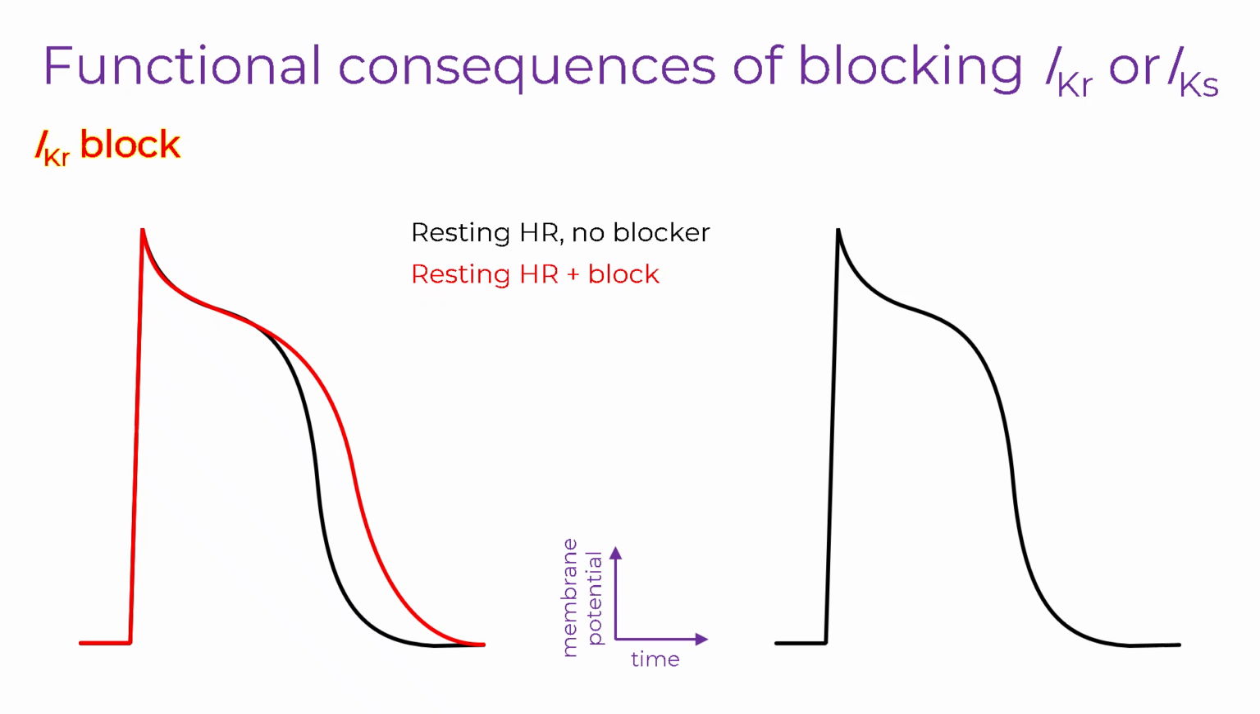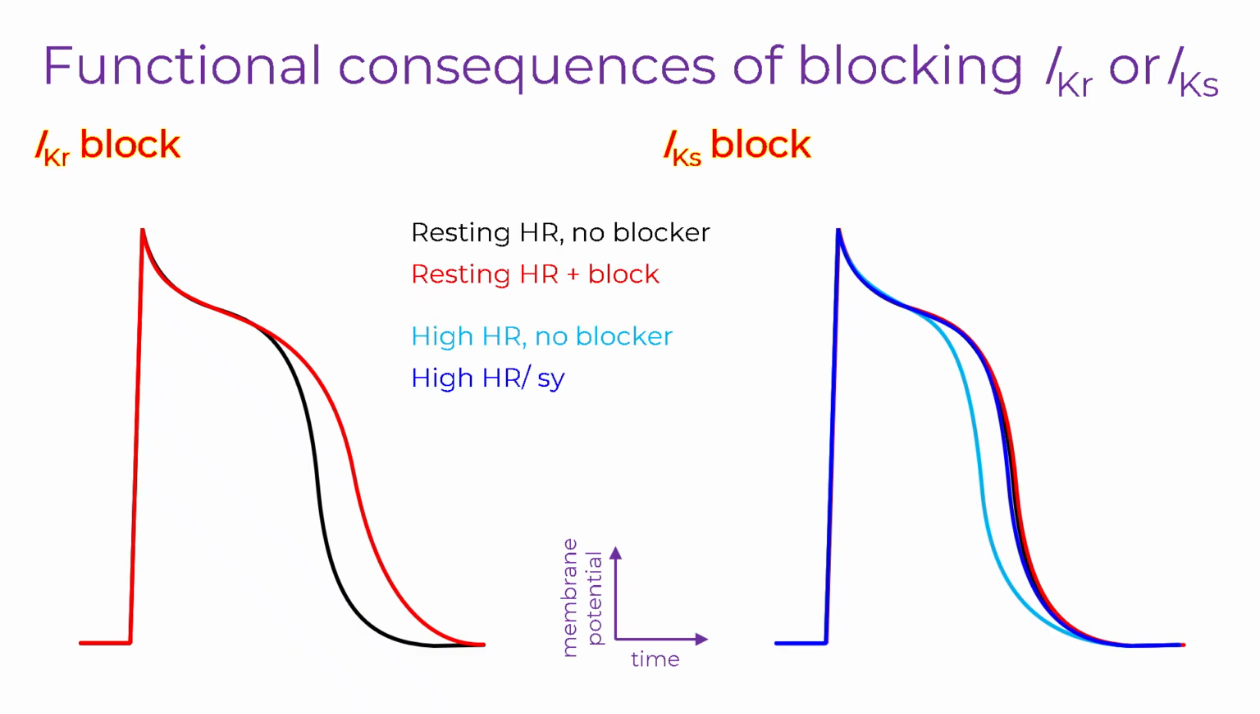On the right, blocking IKs looks quite different. At resting heart rates, the action potential changes very little because repolarization is largely maintained by IKr. The difference becomes apparent as heart rate increases or sympathetic tone rises. Under these conditions, the action potential normally shortens, but it fails to do so when IKs is blocked. With repeated depolarizations, repolarization progressively lengthens, reflecting loss of repolarization reserve.